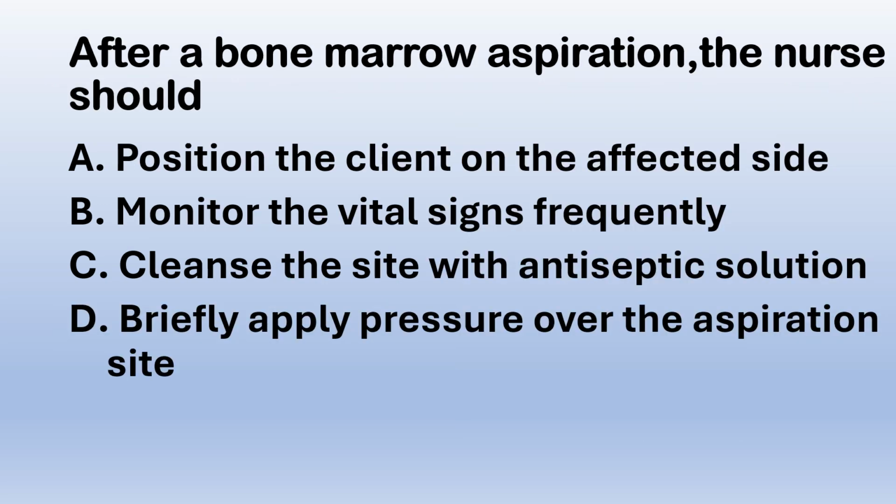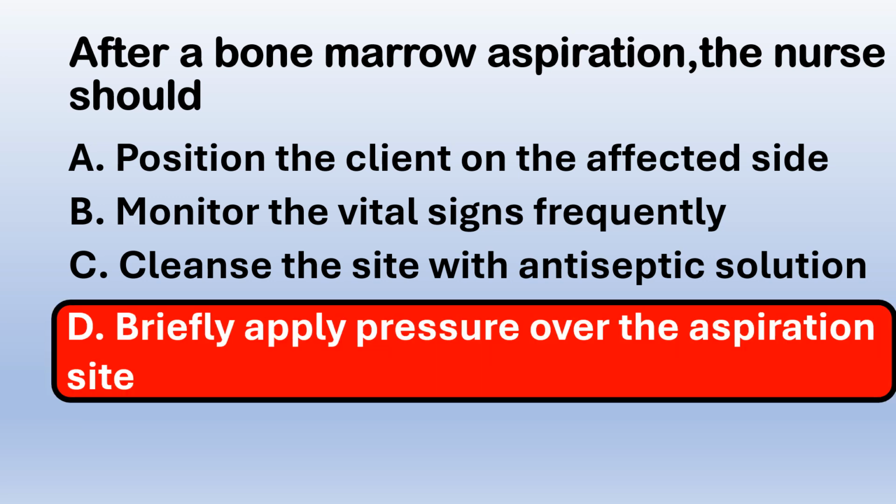After a bone marrow aspiration, the nurse should A. Position the client on the affected side, B. Monitor the vital signs frequently, C. Cleanse the site with antiseptic solution, D. Briefly apply pressure over the aspiration site. And the answer is D. Briefly apply pressure over the aspiration site.